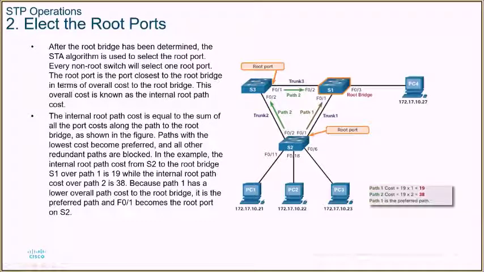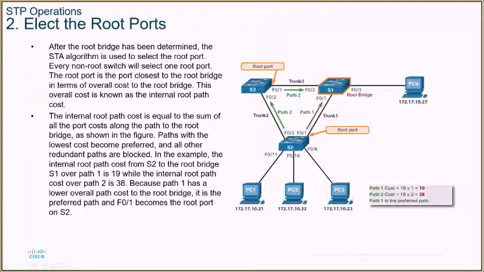The root port is the port closest to the root bridge in terms of overall cost. This overall cost is known as the internal root path cost. The internal root path cost is equal to the sum of all the ports along the path to the root. The root bridge is shown in the figure. Paths with the lowest cost become preferred, and all other redundant paths are blocked. In the example, the internal root path cost from S2 to the root bridge S1 over path 1 is 19, while the internal root path cost over path 2 is 38. Because path 1 has the lowest overall path cost to the root bridge, it is the preferred path, and FastEthernet 0/1 becomes the root port.